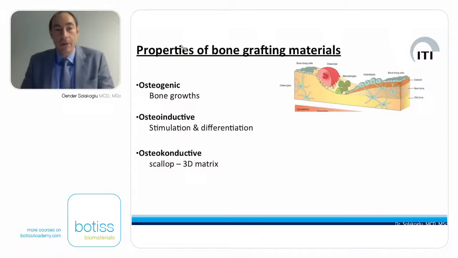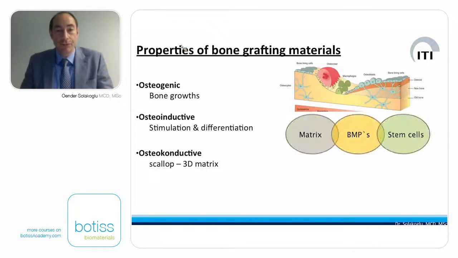And we also want our bone grafting material to be osteoconductive, basically to provide a three-dimensional matrix for our bone growing cells to grow into this material, and also the blood cells to form basically new bone. And ideally we want our scaffold, our three-dimensional matrix, after a certain amount of time to be resorbed, so that we end up with living bone tissue.